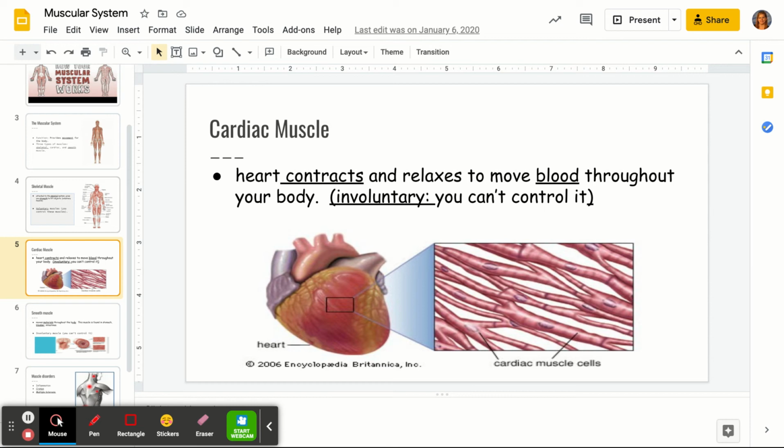The cardiac muscle is your heart. Your heart contracts and relaxes to move blood throughout your body, and this is involuntary. This means you cannot control it. You cannot tell your heart to stop pumping. So this is involuntary. You are not controlling it. So the cardiac muscle is part of your circulatory system too. So we can say the muscular system works closely with the circulatory system.